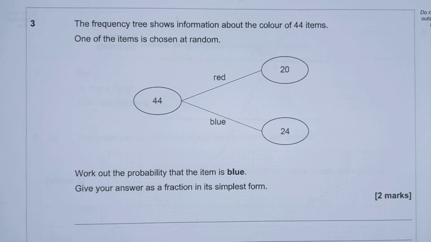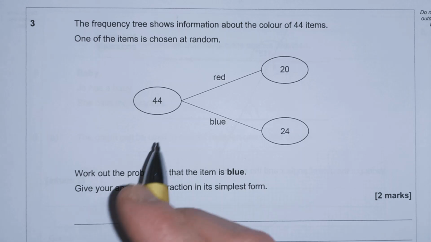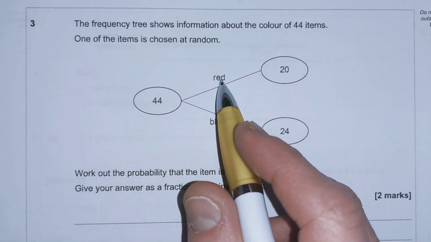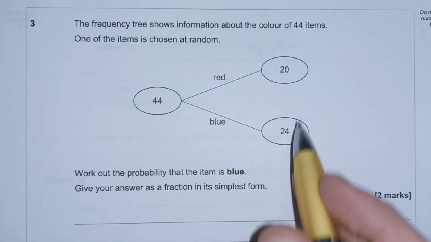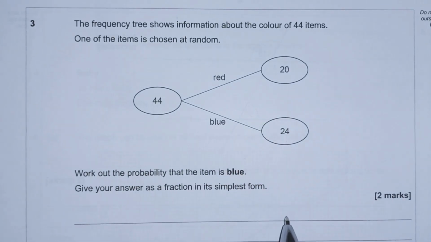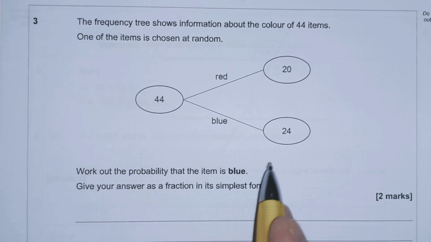Question 3. The frequency tree shows information about the colour of 44 items. One of the items is chosen at random. Okay, so we've got our 44 items here. These are the red ones, so 20 are red, and the blue ones, 24. So this still adds up to that 44. Work out the probability that the item is blue.